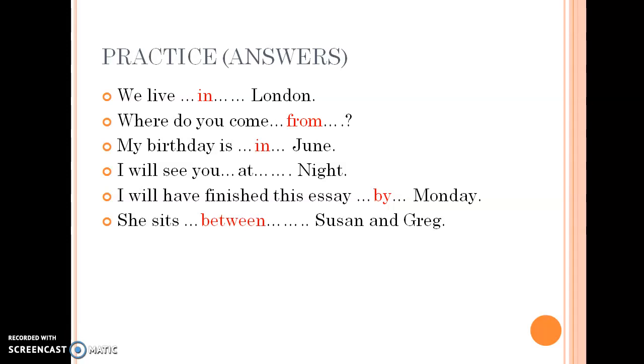So you could say she sits between Susan and Greg because two people are here, Susan and Greg. Or you could say she sits among a lot of her friends. When you talk about more than two, you would use "among". When you talk about two, you would use "between".